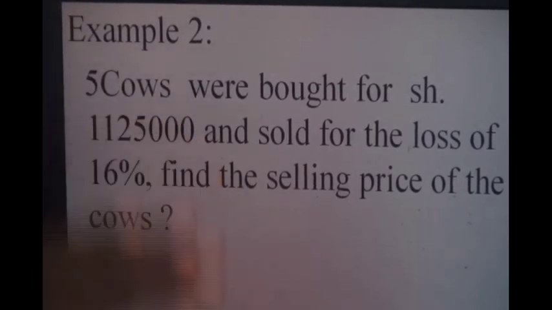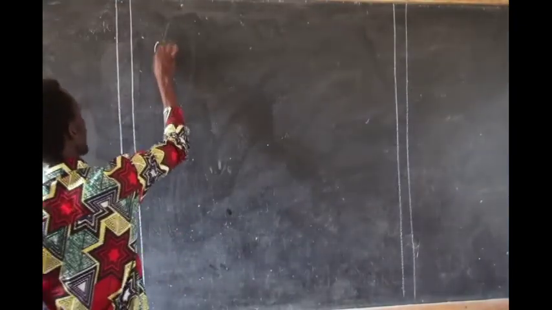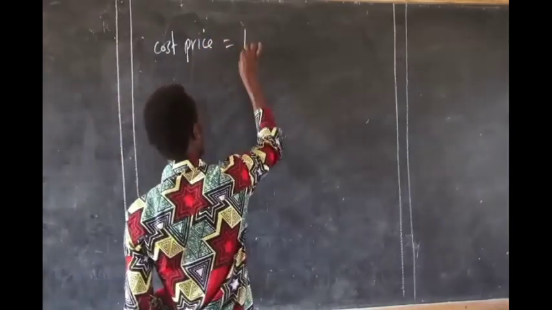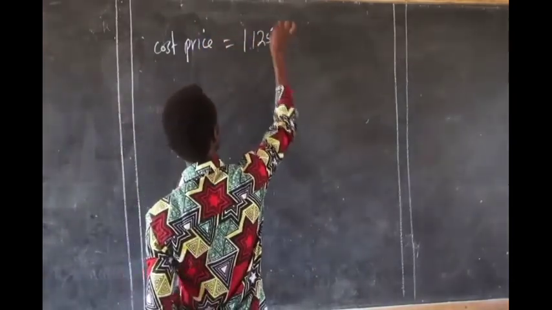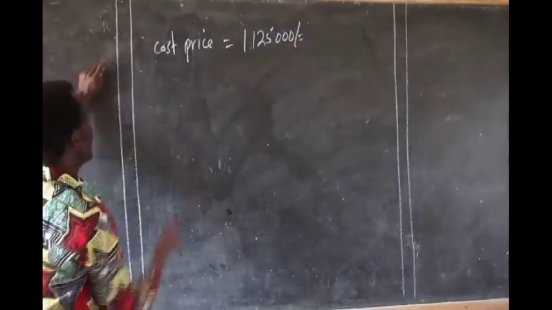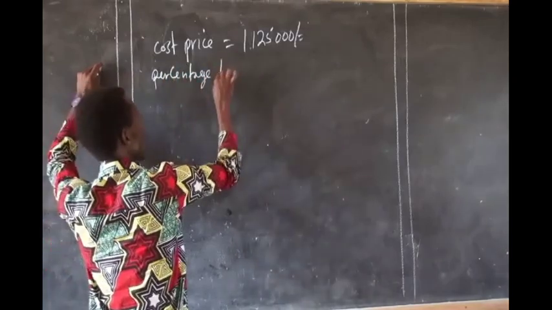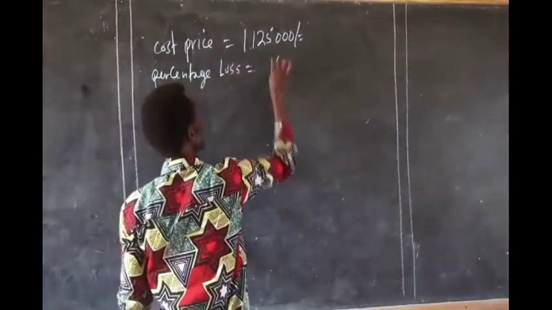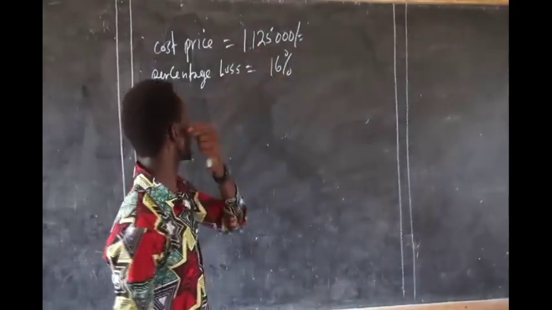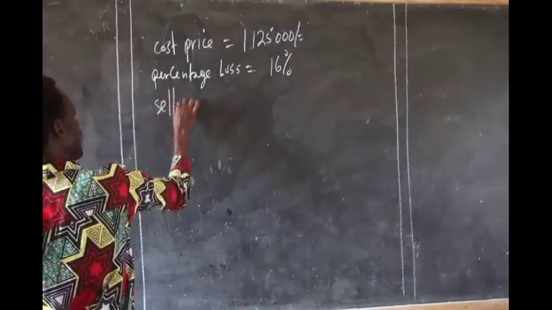So now let us see how to calculate this one. From the question, we have been given the cost price. Cost price is equal to 1,125,000. This was the cost price. But also from the question, you have been given the percentage loss. Percentage loss is equal to 16%. This is the percentage loss, and this is what we call cost price. Now our question is to find the selling price.